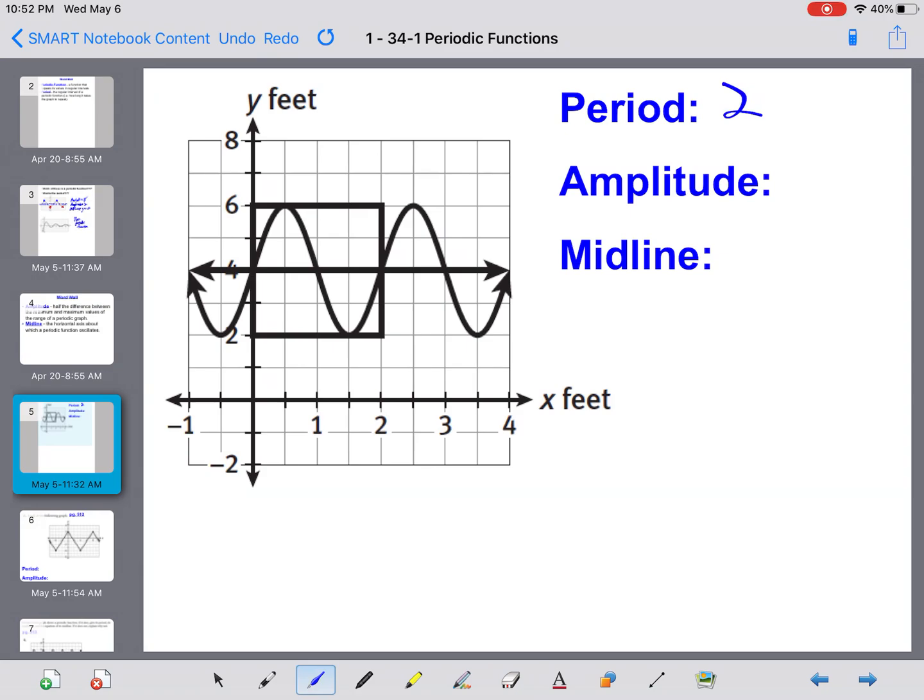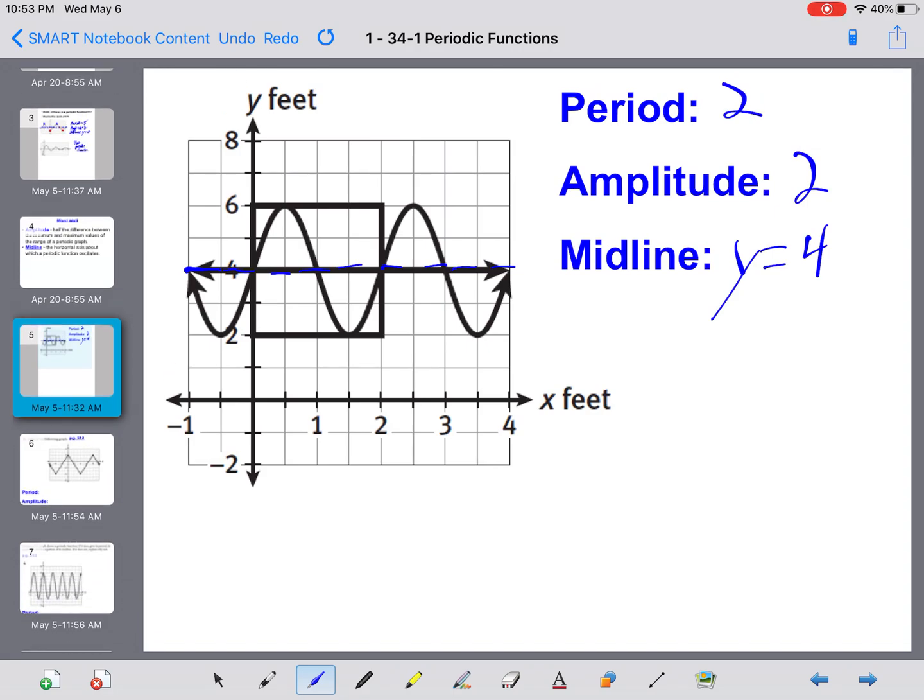Now I'm going to go to the midline. The horizontal midline is y equals 4 for this one. So y equals 4 is the midline. And then once I find the midline, I can see the amplitude. From the midline to the top is 2, from the midline to the bottom is 2, so my amplitude is just 2. Okay, so that's it: identifying whether it's periodic, and then deciding the period, amplitude, and midline.